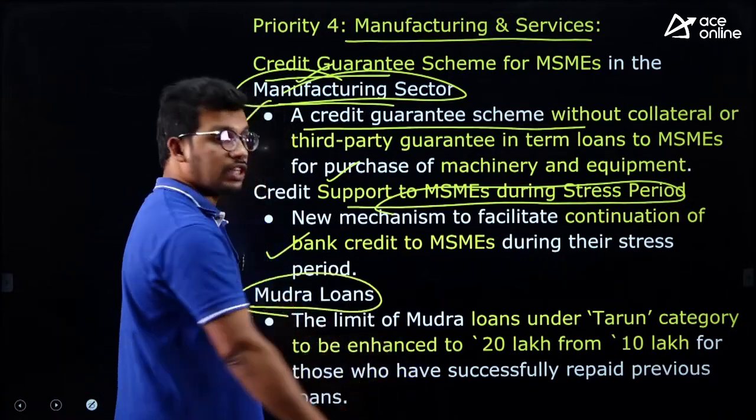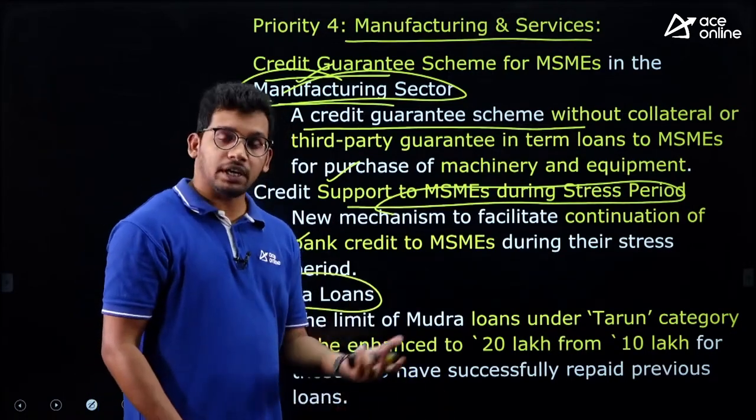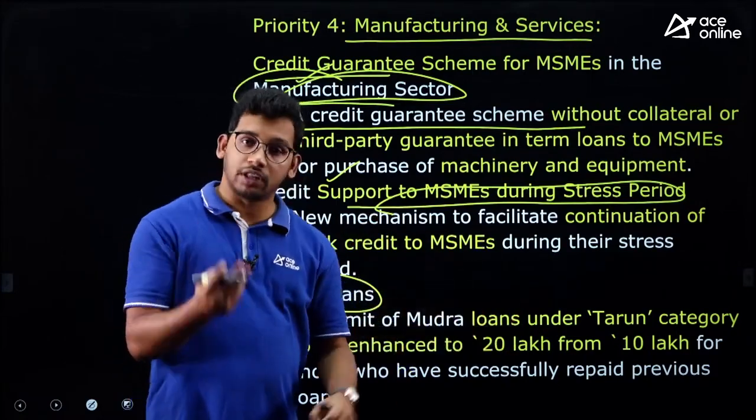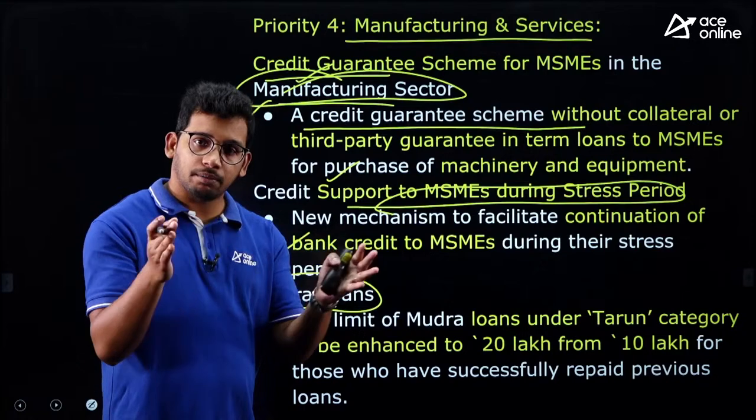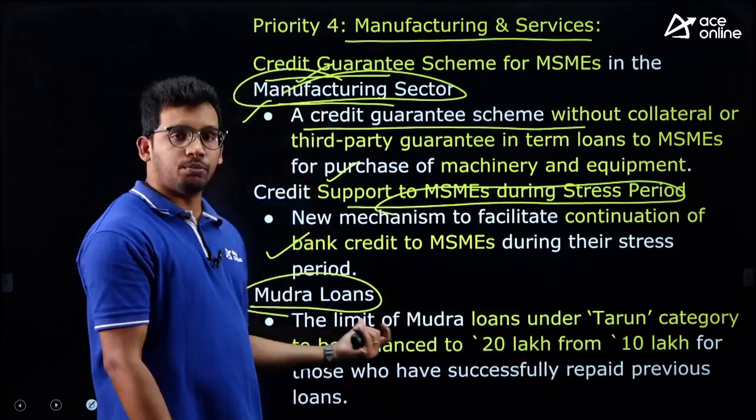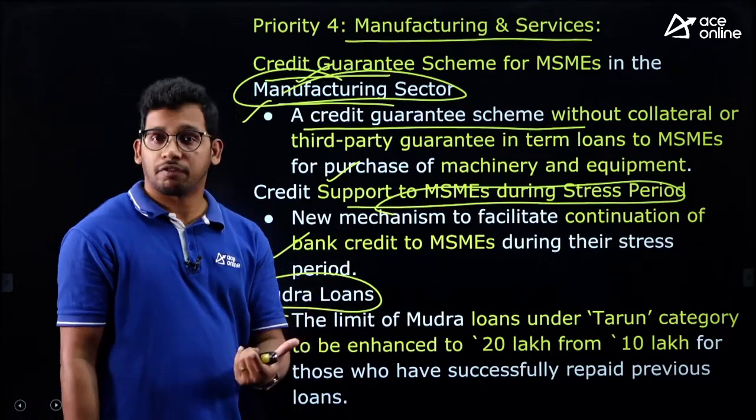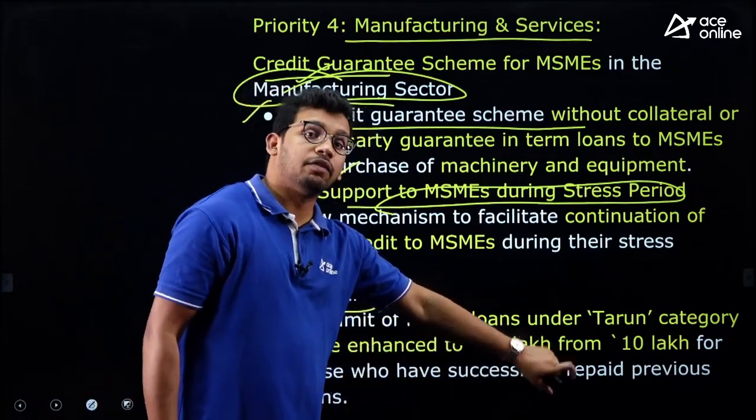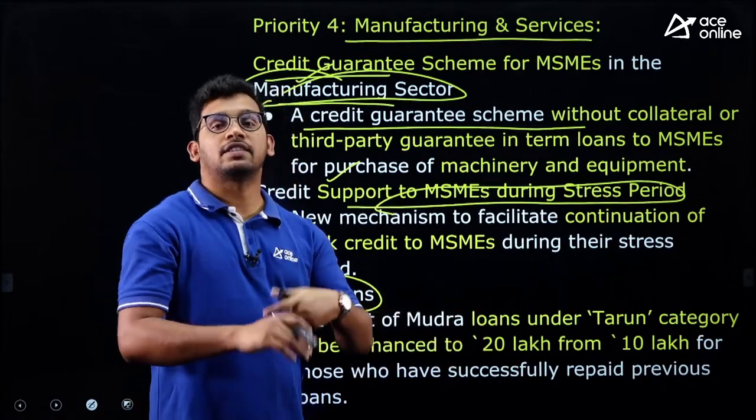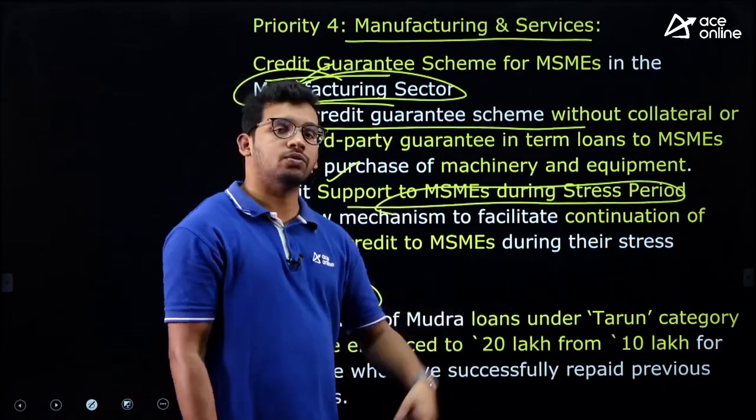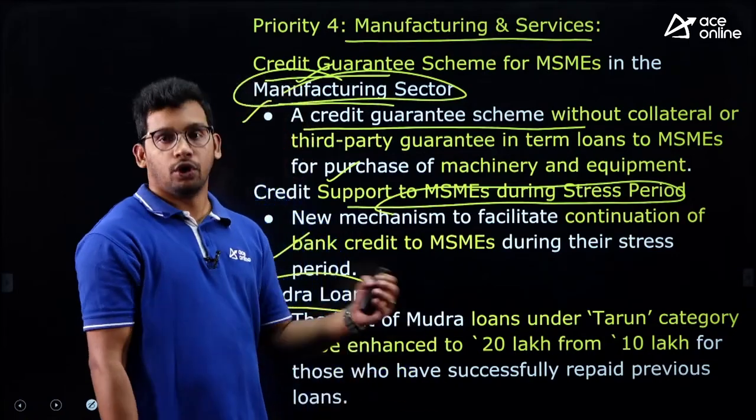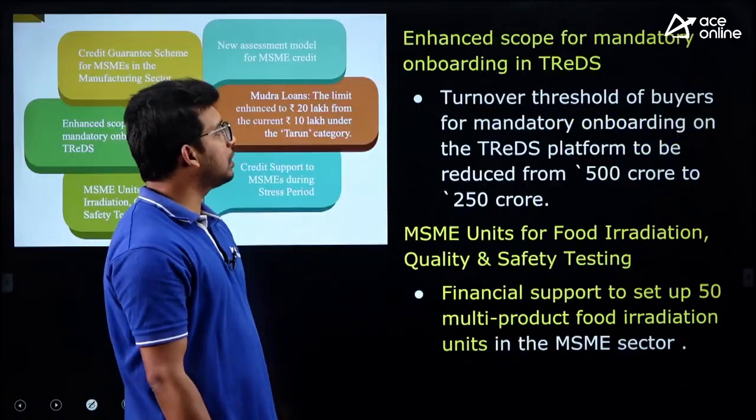And then Mudra loans. There is already a Mudra scheme where the government gives 3 types of loans, Shishu, Kishore and Tarun, based on the amount of money. The Tarun scheme is the largest under PM Mudra loans. The government was giving a lot of encouraging loans. Earlier the limit was up to 10 lakhs, but now it is increased to 20 lakhs. So under the Tarun scheme they are going to encourage you to take a 20 lakh rupee loan. So this is one more thing.